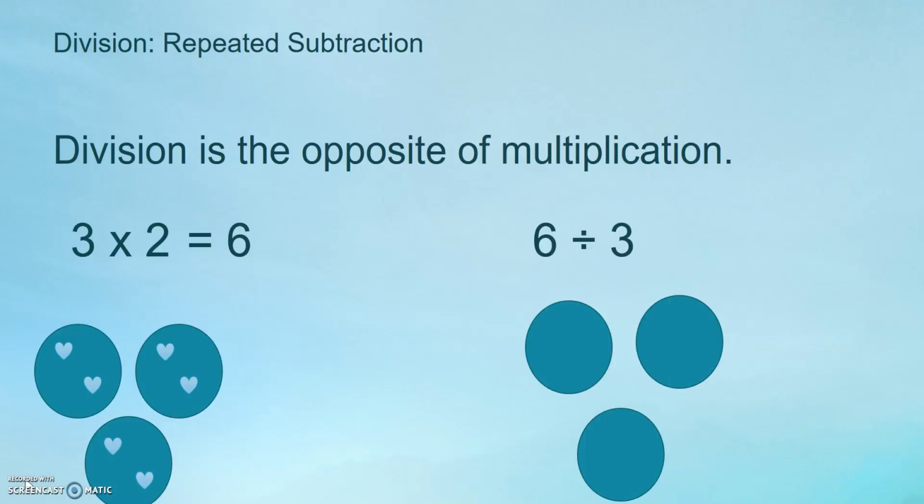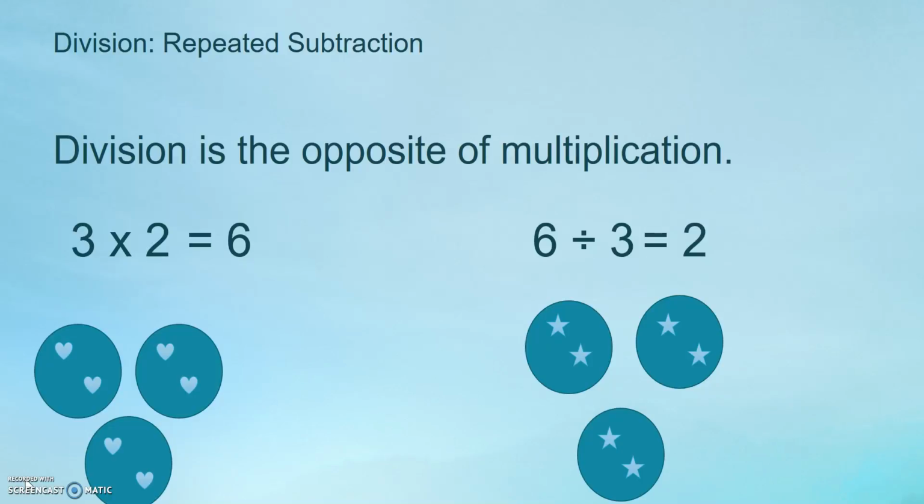I have those same 3 circles. I divide my 6 into those circles. 1, 2, 3, 4, 5, 6. And I have 2 in each circle. So 6 divided by 3 equals 2.